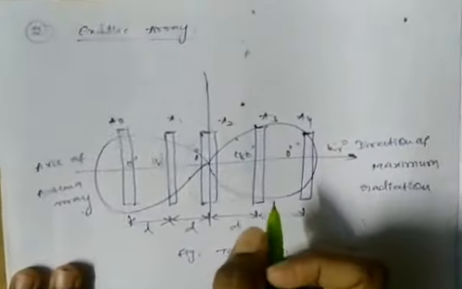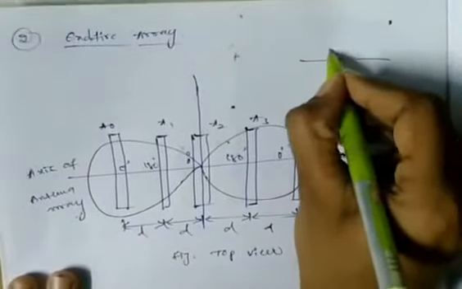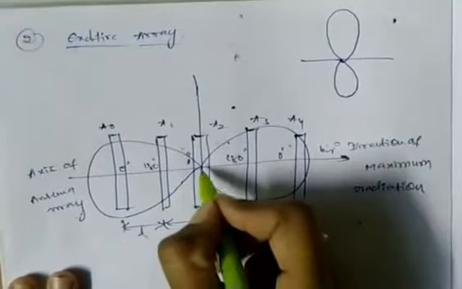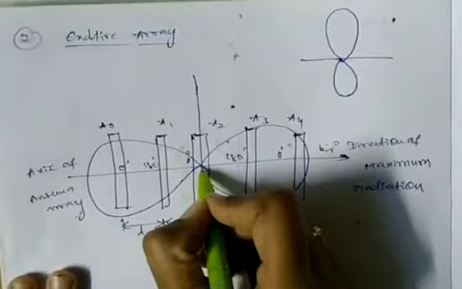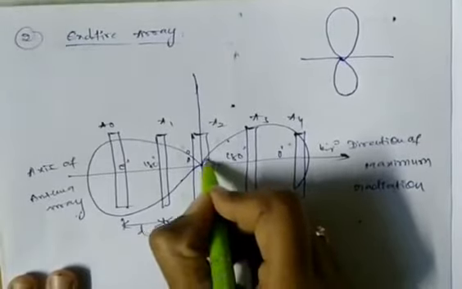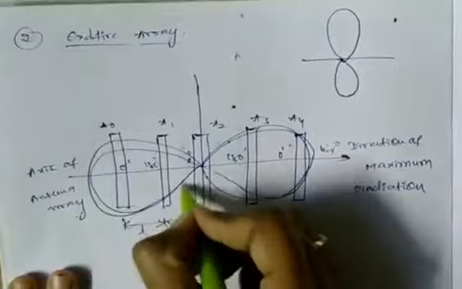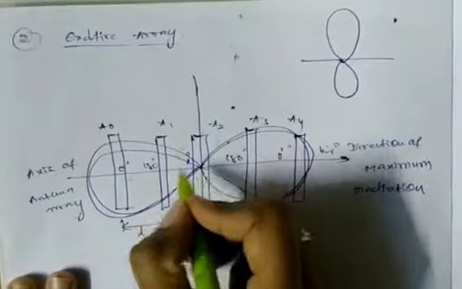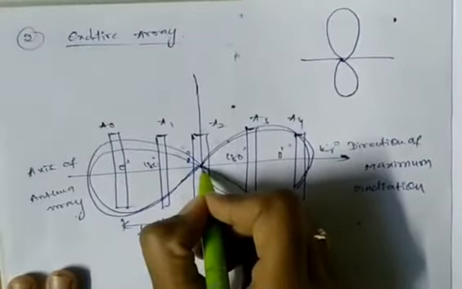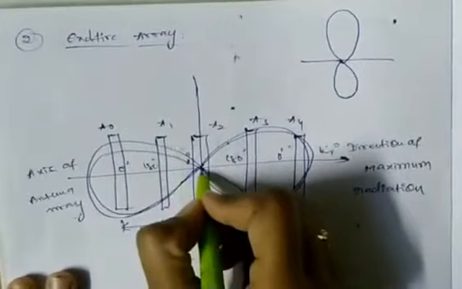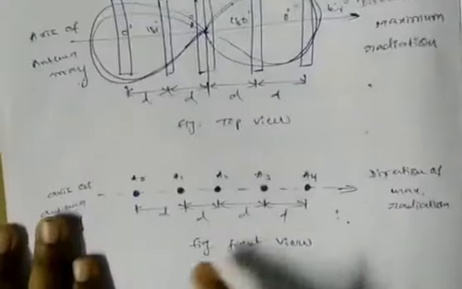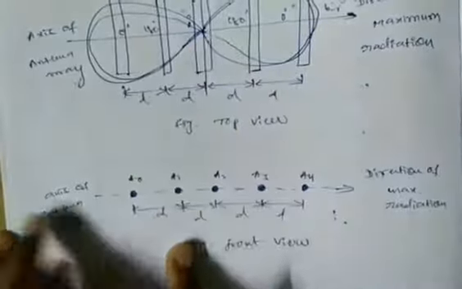Coming to the broadside array, the maximum radiation is bidirectional. The end fire array provides the maximum radiation as unidirectional, either in this direction or in this direction. Why? Because all the antennas have the progressive phase shift here. So that's why in this end fire array we obtain the uniform radiation pattern. And this one is the front view. This is the end fire array; the diagram is similar to the broadside array. This is the front view.